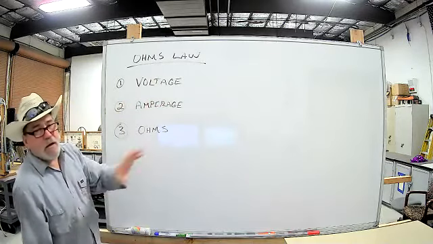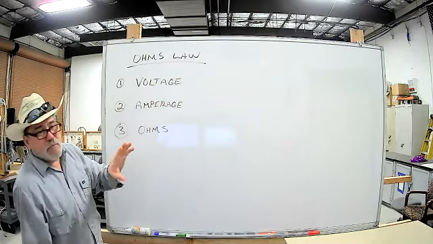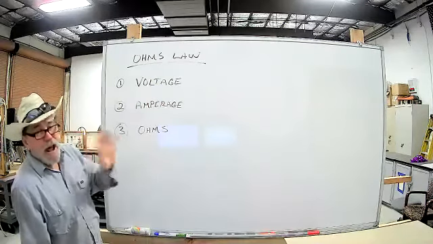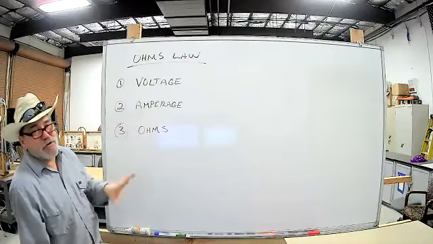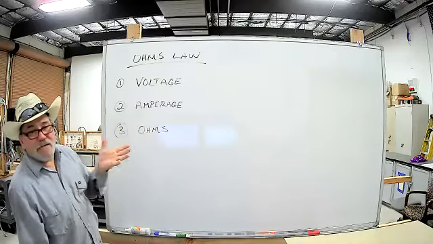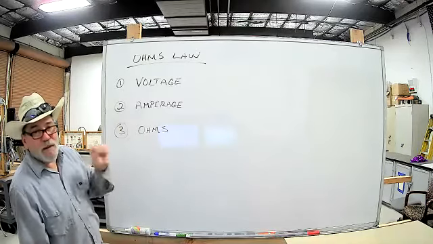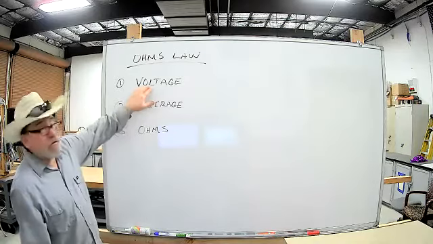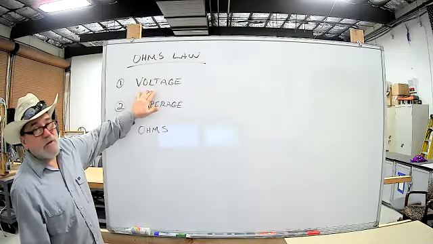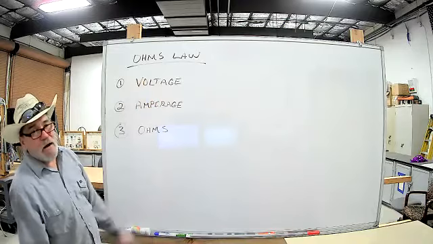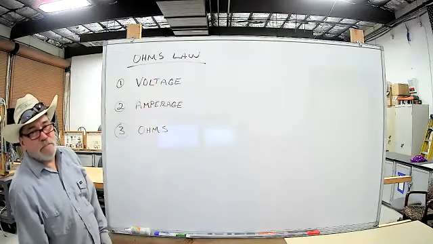Just like water in a water hose is measured in pounds per square inch, how much pressure is in there. PSI, pounds per square inch, is measured in a water hose. For electrical, if you want to know how much electrical pressure is in a wire, it's measured in voltage.